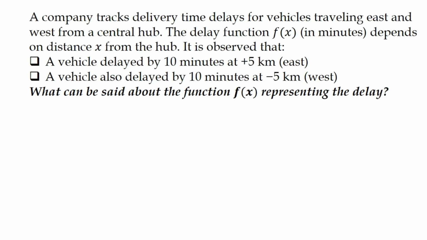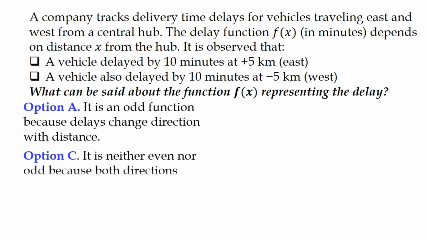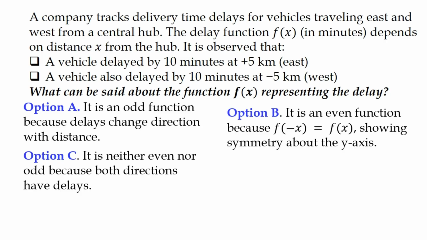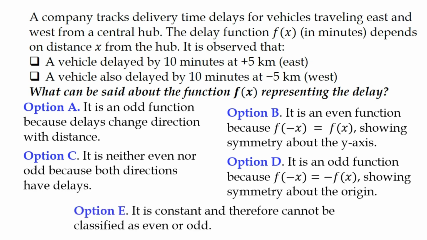For this particular question, let's first of all notice something like symmetry about the y-axis. If you look at the question very well, the question says that the vehicle is delayed by 10 minutes at 5 km to the east, and also delayed by 10 minutes at -5 km to the west. So the function seems to be even. Yes, it is, because it's obvious that there is a kind of reflection about the symmetric axis, in the sense that this reflects symmetry about the y-axis, which is the defining feature of an even function. So which of the following options is correct?